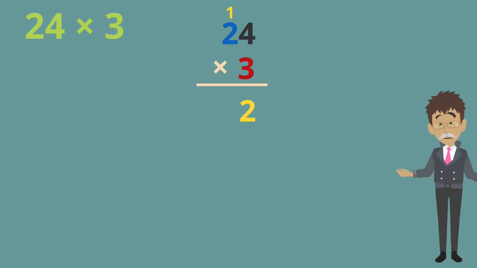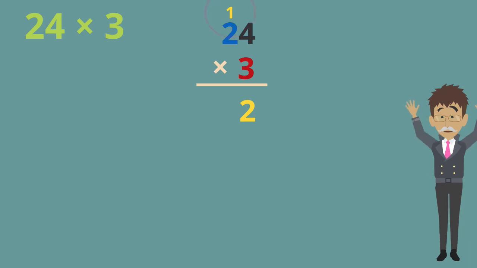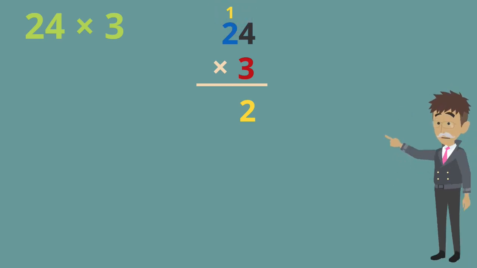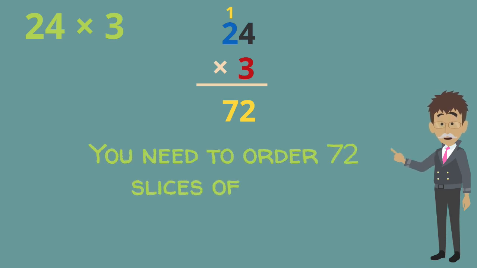But wait, we have a 10 that we carried over from multiplying the ones position. Adding these together gives us 7 tens. Therefore, 3 times 24 equals 72. Now you know you need to order 72 slices of pizza for your party.